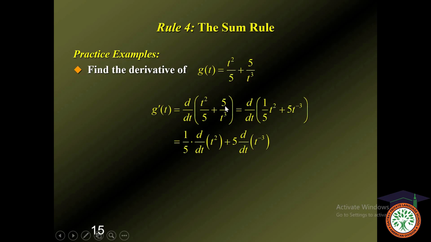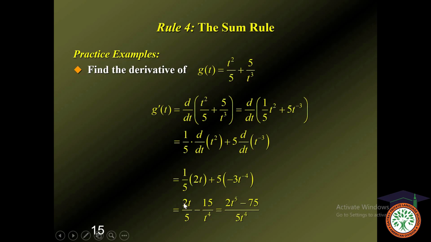And here I have a coefficient 5. And what about t power 3? Take it up by a negative exponent. Now, as we studied before, isolate 1 over 5 and then the derivative of t square. Isolate 5 and then the derivative of t power negative 3. Okay? 1 over 5 multiply the derivative of t square, which is 2t, plus 5 times the derivative of t power negative 3, which is negative 3t power negative 4. And remove the brackets.